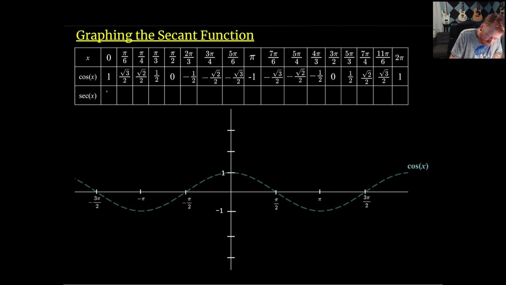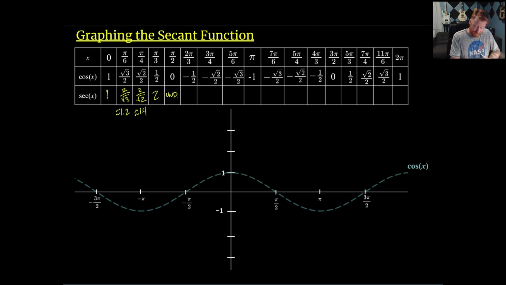The reciprocal of 1 is 1. The reciprocal of square root of 3 over 2 is 2 over the square root of 3. And we saw before that that is about 1.2. So our goal here is to get things approximated in and sketched in. So that's why I'm looking at the approximations here. The reciprocal of square root of 2 over 2 is 2 over the square root of 2, which is about 1.4. The reciprocal of 1/2 is 2. The reciprocal of 0 is undefined.